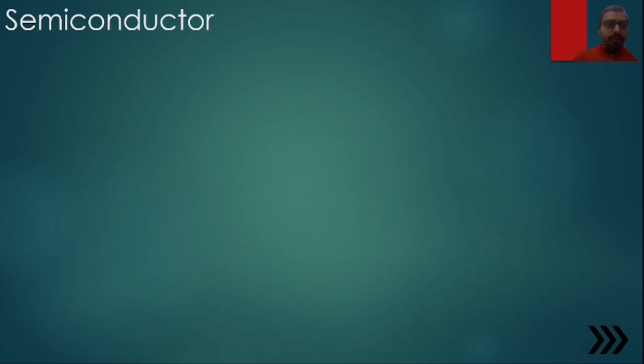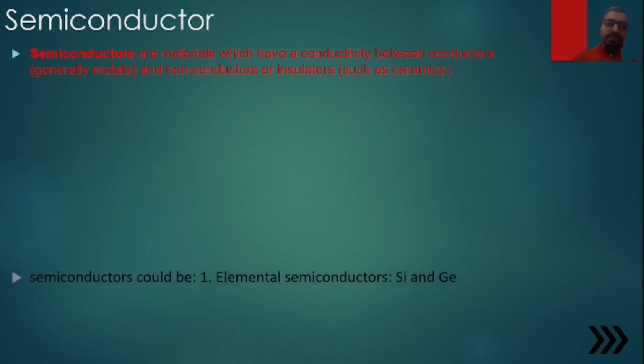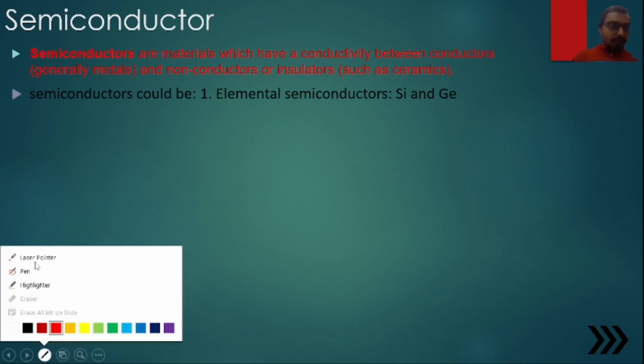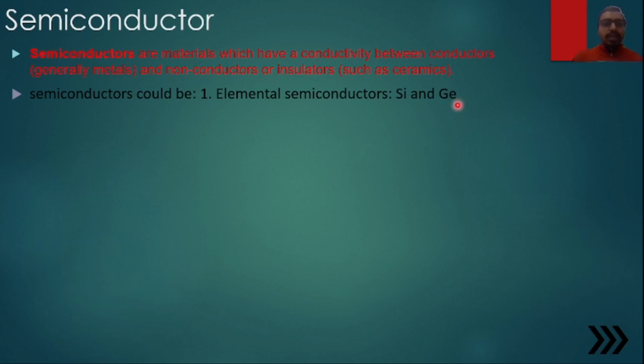So now let us have a brief discussion on what is semiconductor. Semiconductors are materials that have conductivity between the conductors and the non-conductors, meaning they have conductivity between the conductors and insulators. Semiconductors may be elemental semiconductors. Here the word element signifies that it is made up of a single atom, for example, silicon and germanium.